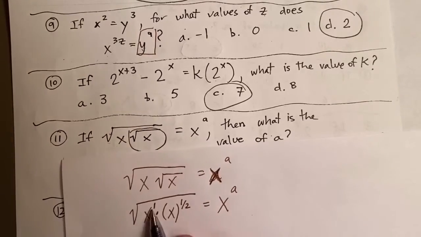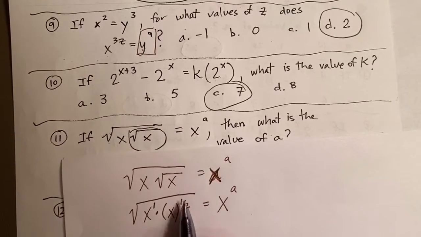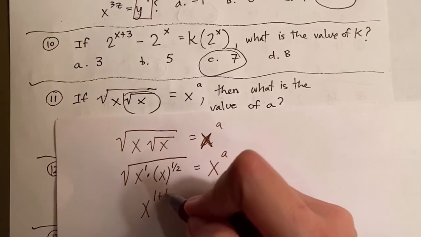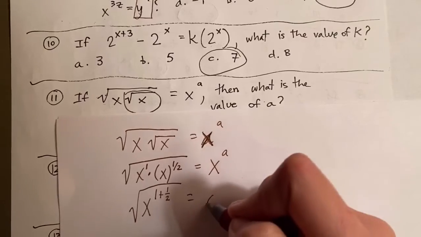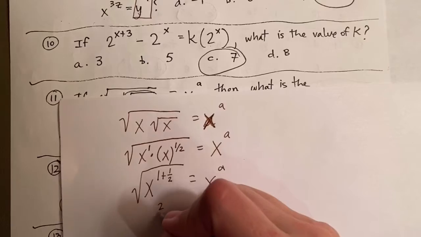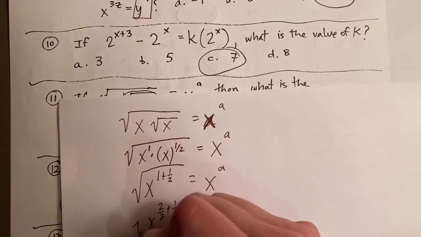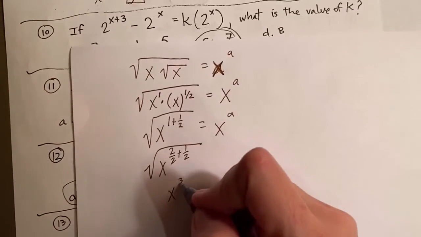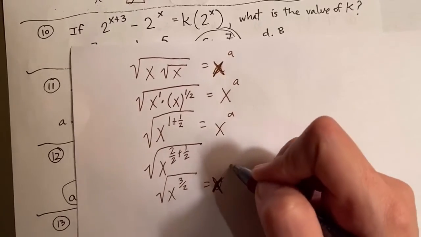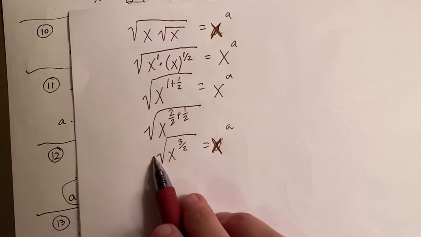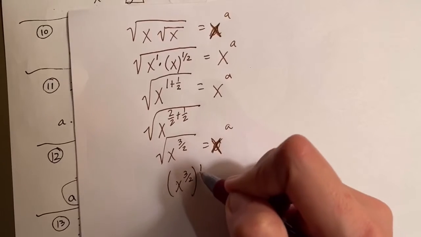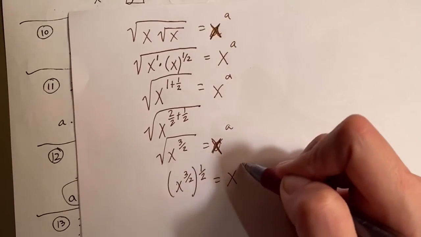And we know that when exponents are next to each other, we can add them. And so there's actually one x here. So I could rewrite what's inside my square root sign as x to the 1 plus 1/2, square root of the whole thing. All right, so 1 plus 1/2 would be the same as 2/2 plus 1/2, which is x to the 3/2. So I'm almost done. Well, I can rewrite this one too, right? This would be x to the 3/2, to the 1/2, equals x to the a.